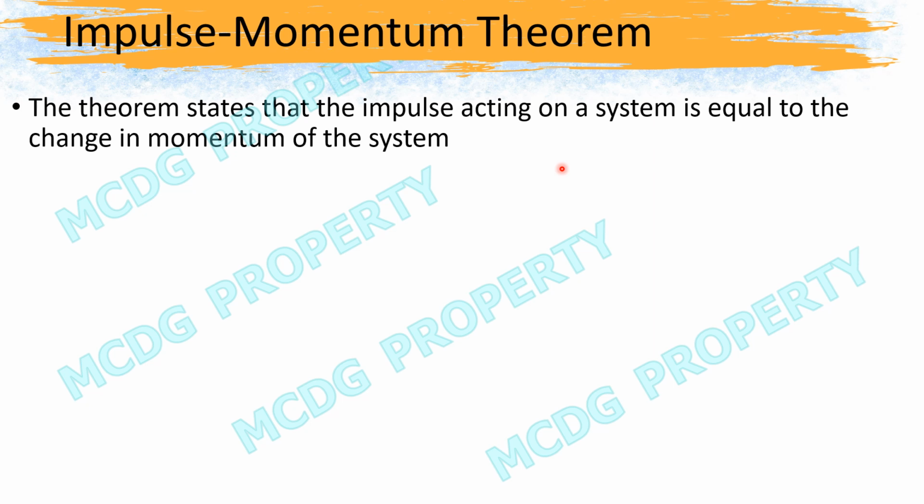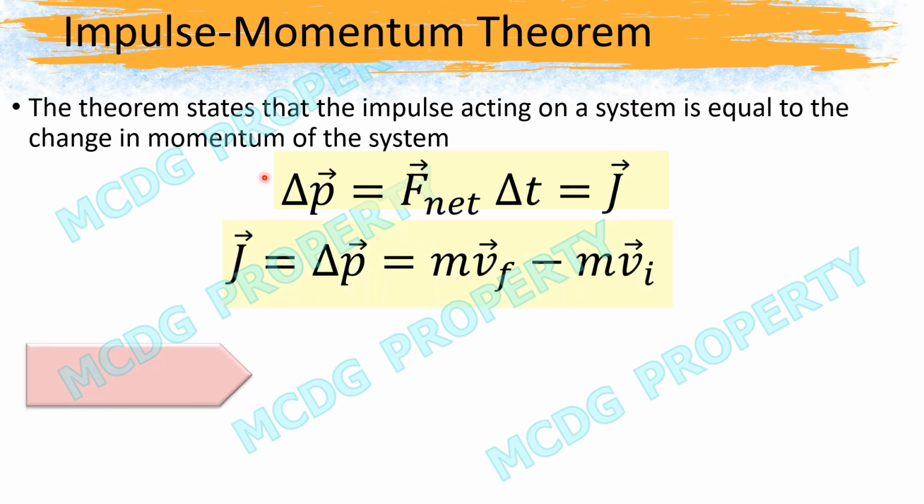Next we have the impulse momentum theorem. The theorem states that the impulse acting on a system is equal to the change in momentum of the system. Impulse J is equal to the change in momentum, delta P, of the system, and that is equal to the net force times the elapsed time. So here, impulse is equal to the change in momentum, and that is equal to the final momentum minus the initial momentum.